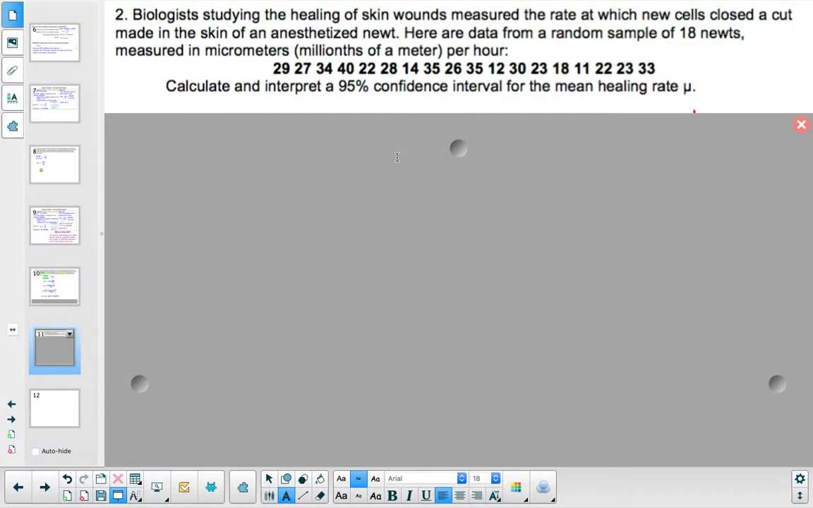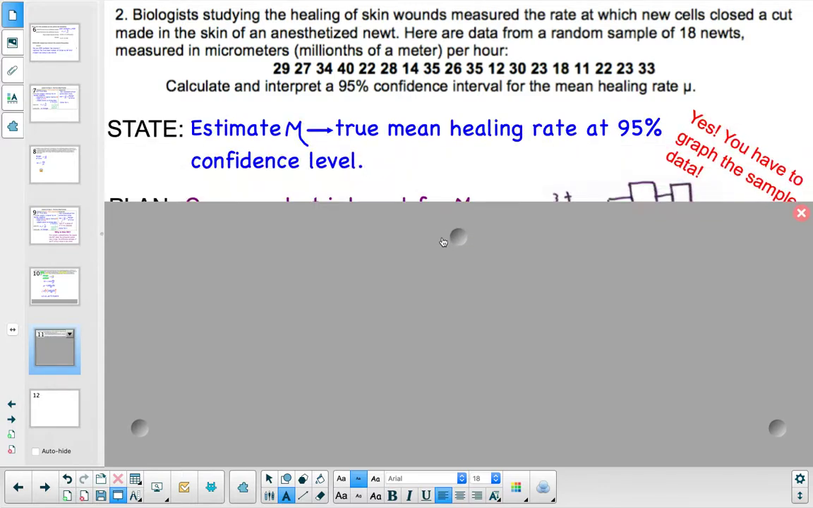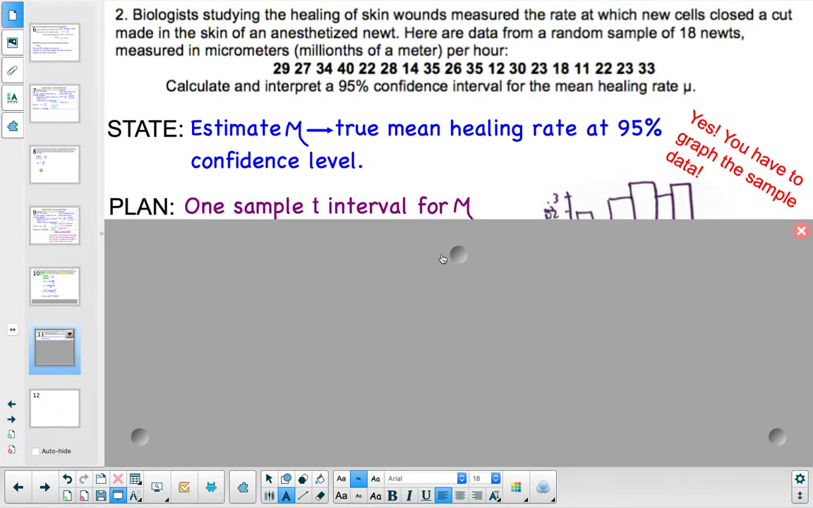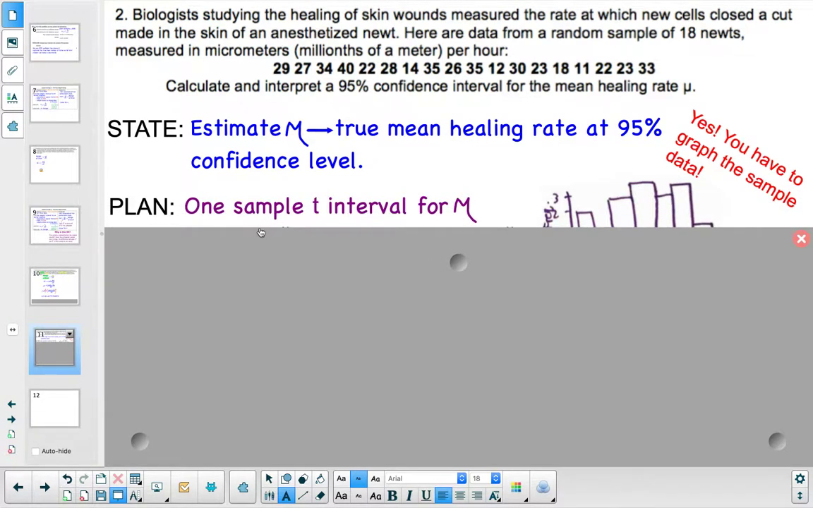So this is a 4-step process problem. State, plan, execute, conclude. It just says calculate and interpret, and you need to know everything that needs to be shown. So in our state, we need to define the parameter. So mu is the true mean healing rate. And you need to state the confidence level. So at a 95% confidence level. Now we'll move on to the plan. We'll say what the name of the test is, or what we're doing. It's a one sample T interval for mu.